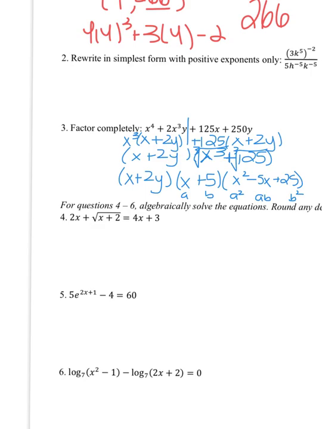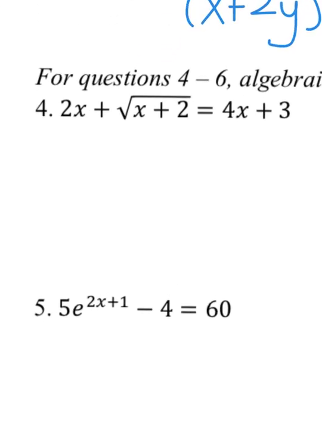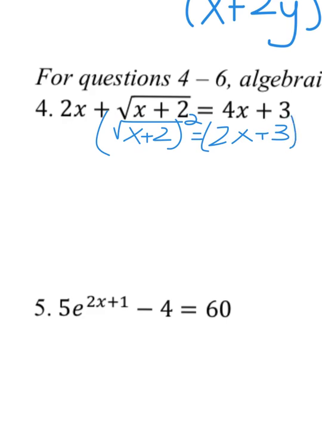For numbers 4 through 6, I'm giving you different types of equations to solve. For number 4, this is a square root, so you need to isolate the square root. So you have the square root of x plus 2 equals, you subtract the 2x and you get 2x plus 3. Now you square both sides. This cancels out, so you get x plus 2 equals. Make sure you double distribute the right side, and you get 4x squared plus 12x plus 9.